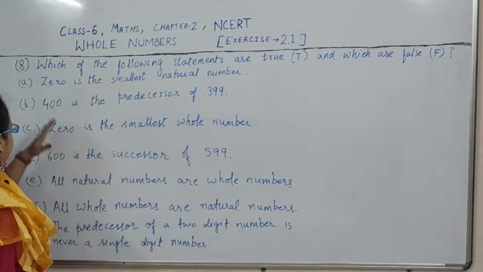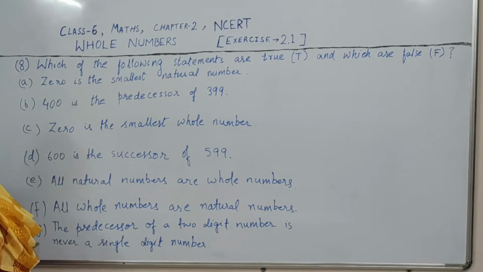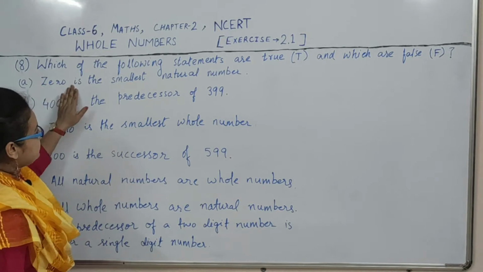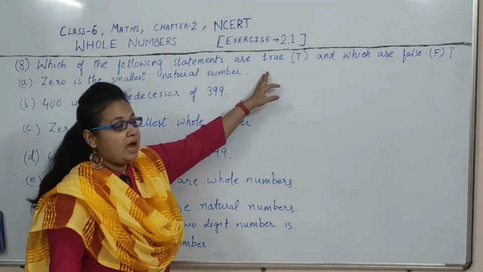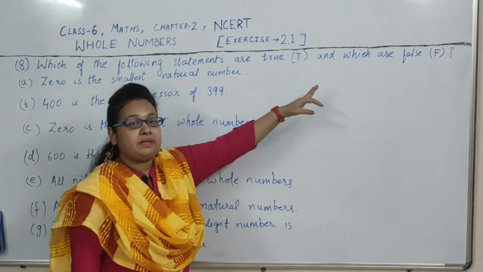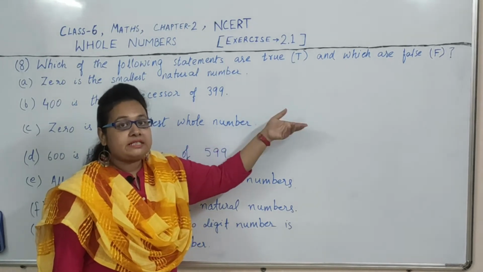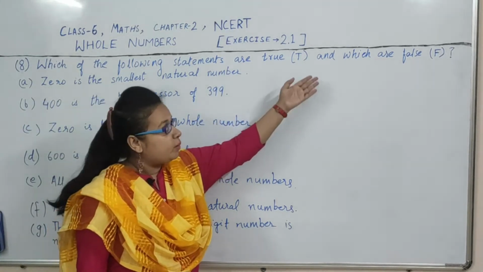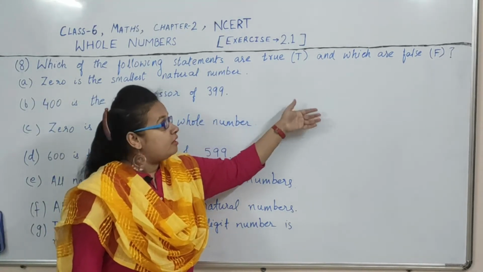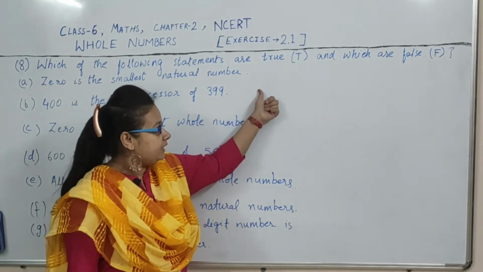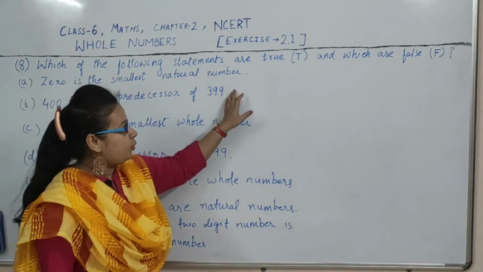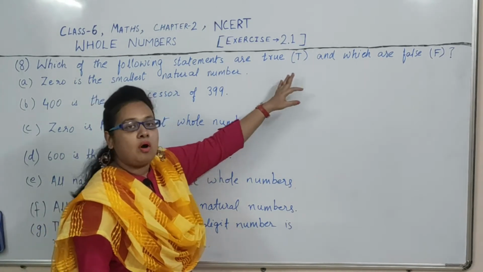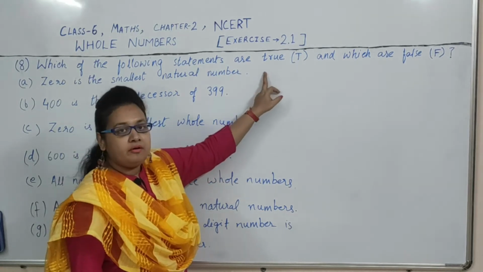Some statements are given, A, B, C, D, E, F, G, H up to M. Some statements are true, for which we have to mark T, and some statements are false, meaning wrong. We have to identify which statements are true and which are false. For true statements, we mark T. If a statement is wrong or false, we mark it with F.